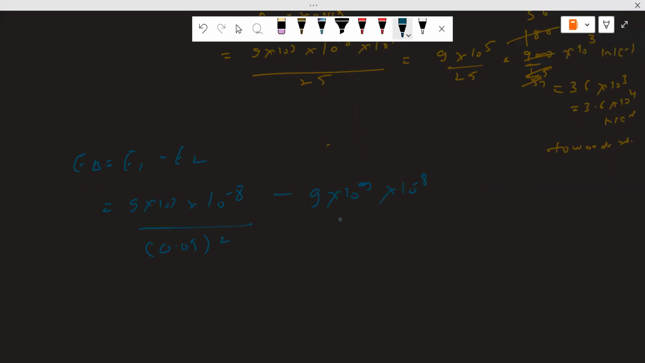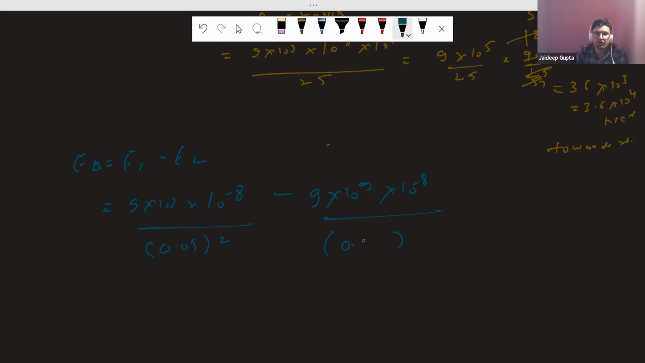3.2 into 10 power 4. Now we have to subtract from the electric field due to positive charge. What is the total distance from the negative charge? 0.5 plus 0.5 plus 0.5. How much?